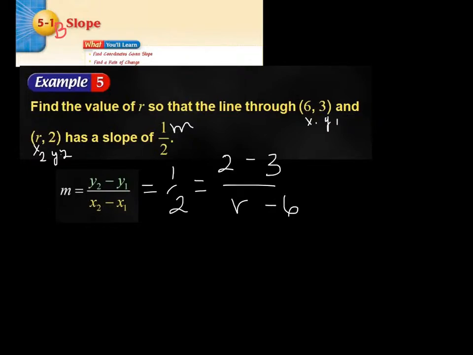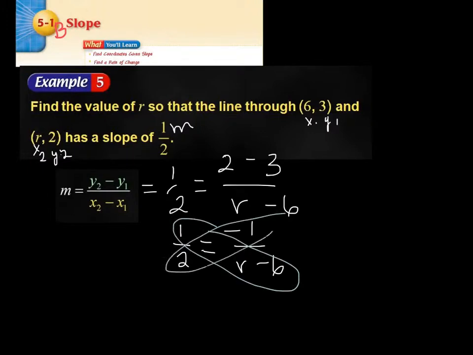I know what 2 minus 3 is, so let's simplify as much as we can. So we have 1 over 2 equals negative 1 over r minus 6. What I can do is cross products, numerator times denominator. So we have 1 times r minus 6 equals 2 times negative 1.